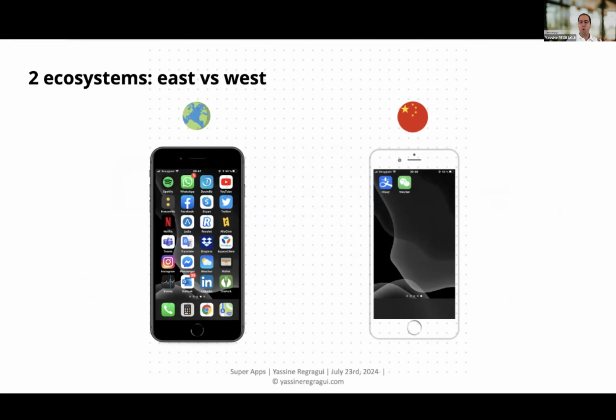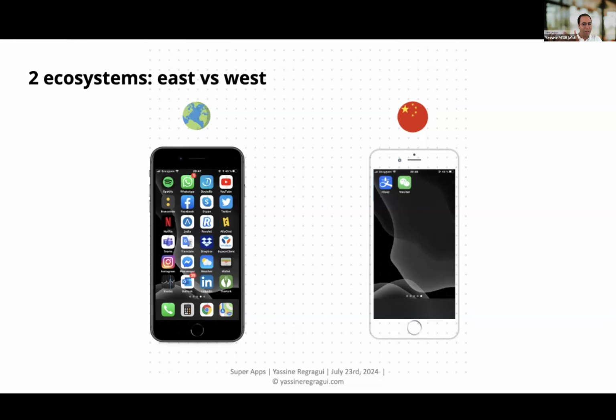So the ecosystems are quite different. And here I try to show two screenshots. One screenshot is from my phone here in France on the left. And on the right, you can see a screenshot of my phone in China.